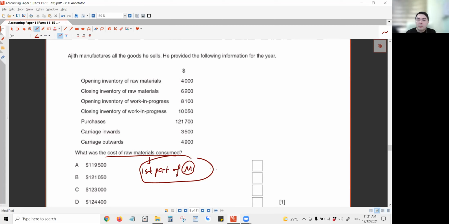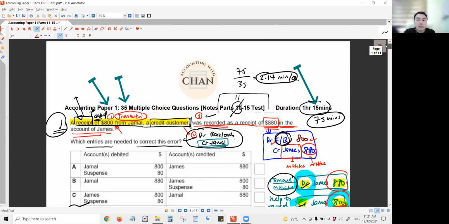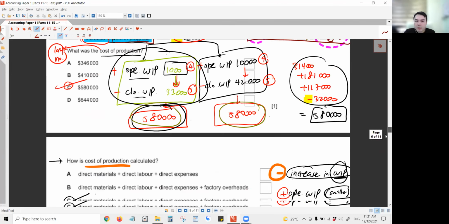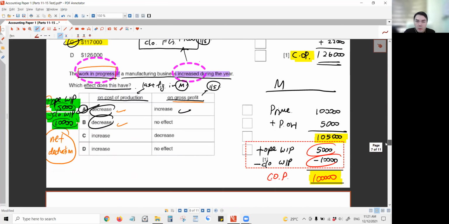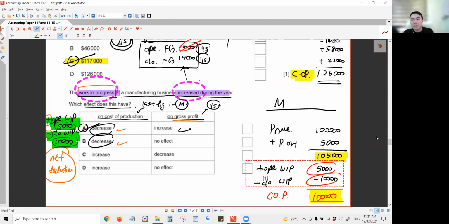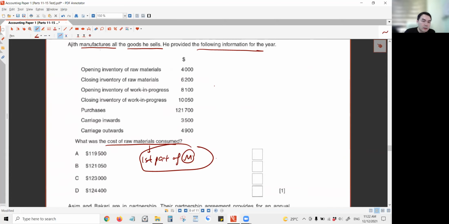Now let's see what we need. Ajif manufactures all the goods he sells. He provided the following information for the year. By the way, Kelly, this is the paper one. We are still discussing this paper one. Just now we discussed two questions already. One is C, another is A. So maybe you want to watch the first few minutes to understand my explanation for these two.